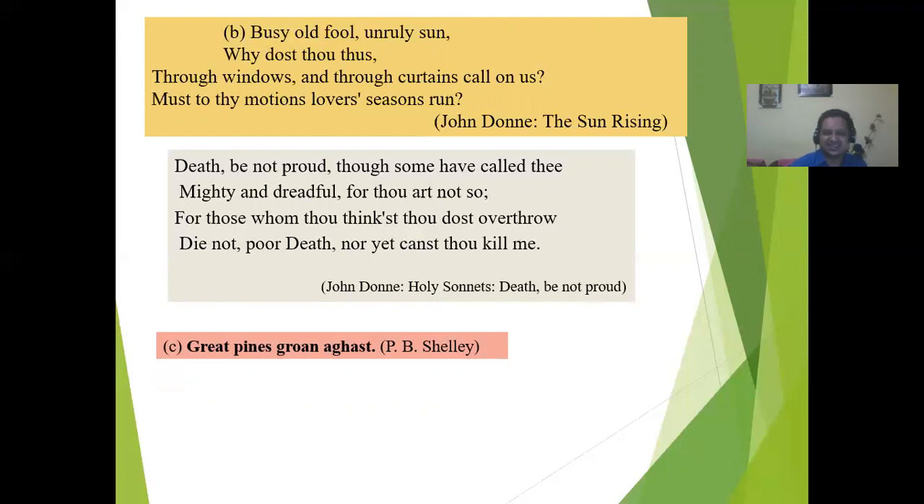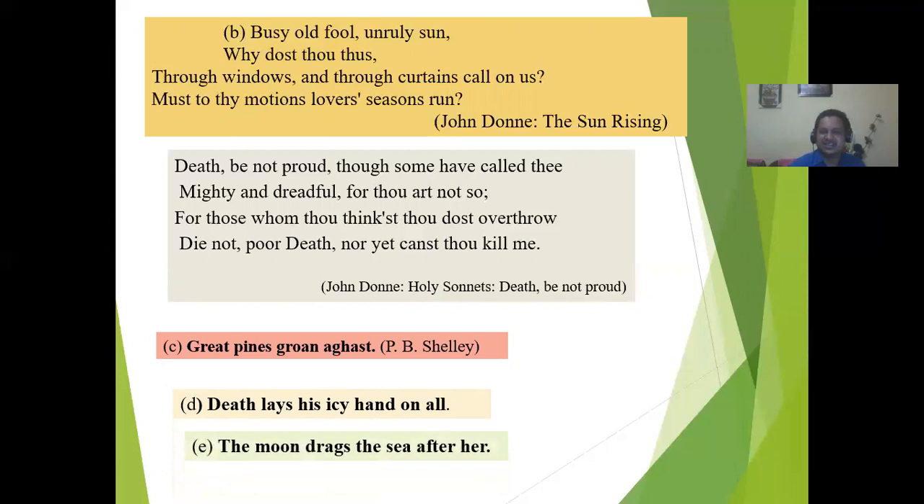Great pines groan августа, maybe Shelley. Great pines. Pines are trees. So trees are groaning. So trees are given life, human sensibilities. Death lays his icy hand on all. Death has been given human characteristics, human sensibilities here. Death has hands. He lays his icy hand on all human beings. The moon drags the sea after her. The moon is dragging something. A human being, a man drags something. But here, moon is dragging the sea. So the moon is given human sensibilities. Personification.